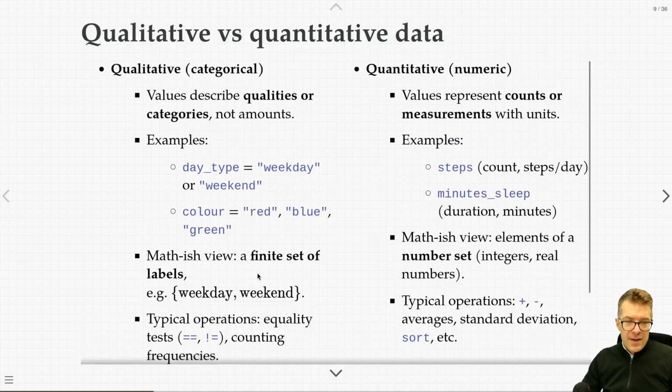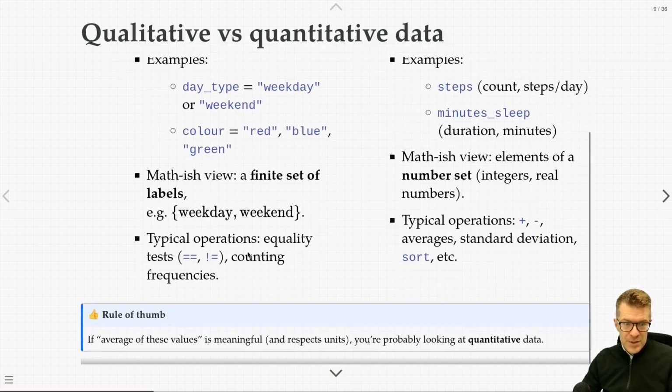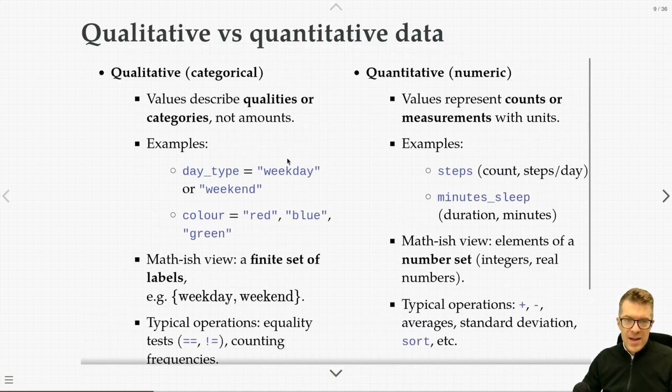On qualitative data, you can do a couple of different kinds of operations. You can do equality. Is red equal to red? Yes. Is red equal to blue? No. You can do not equality. So is red not equal to blue? Yes, and so on. And you can also use these to count frequencies. So you can count how many instances of weekday we have in a data set, and you can count how many instances of weekend we have in a data set. That's different than actually using weekday as the count itself, right?